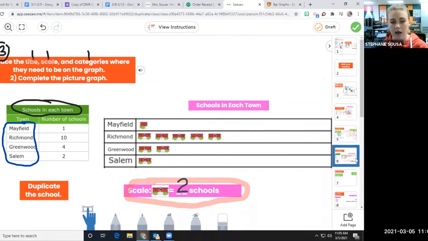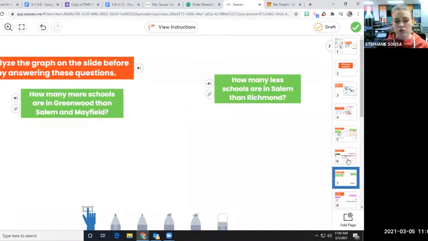All right. Slide 7 has 2 questions for you to answer about the graph that we just created. I'm going to send you into some breakout rooms to work on those 2 questions together. I want to remind you what working on them together means.